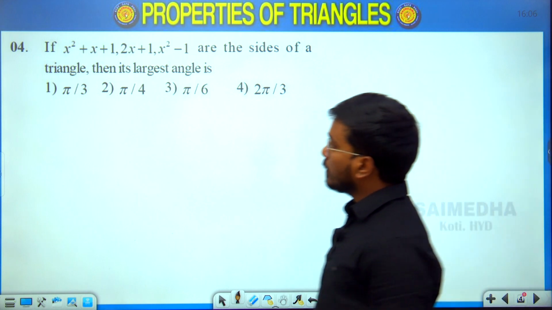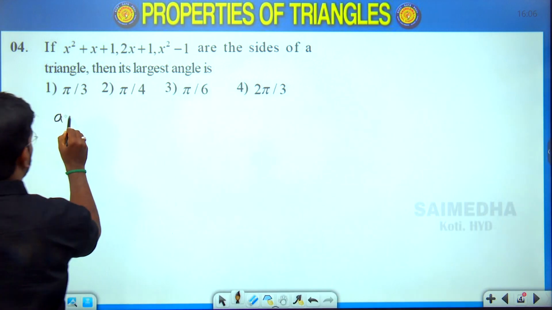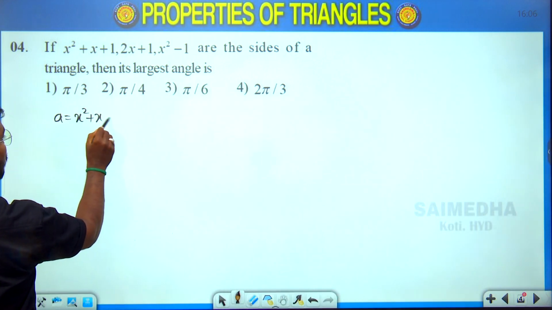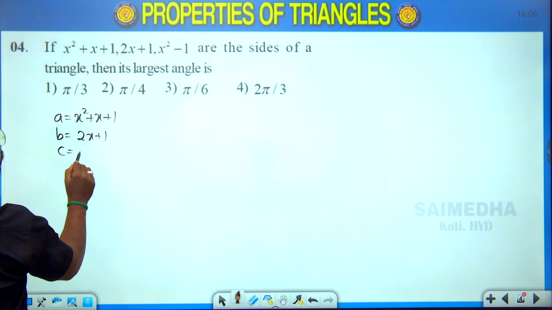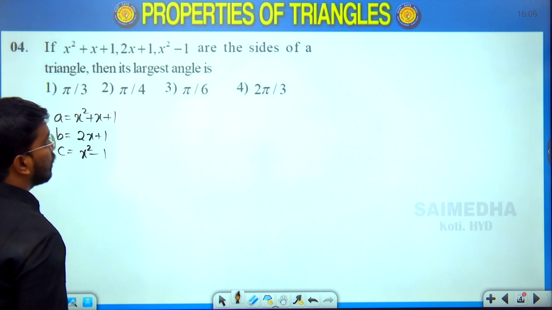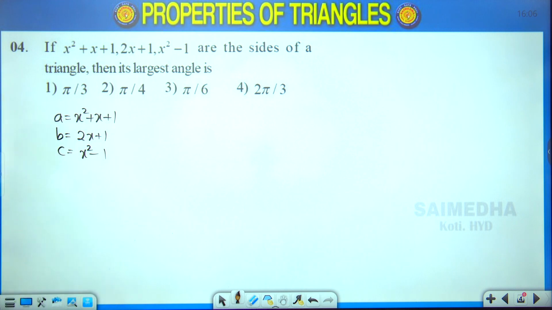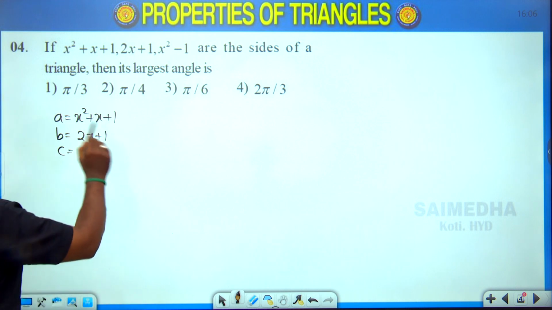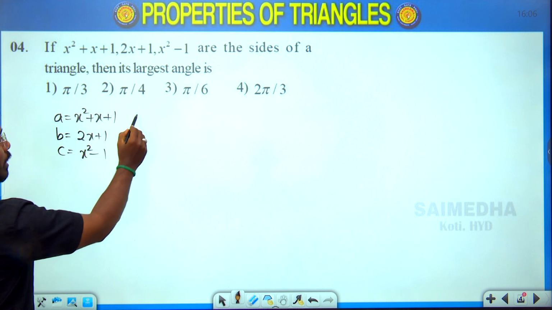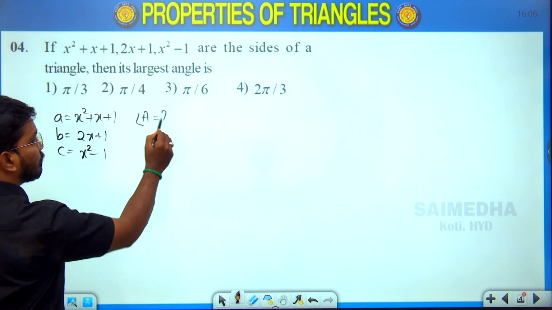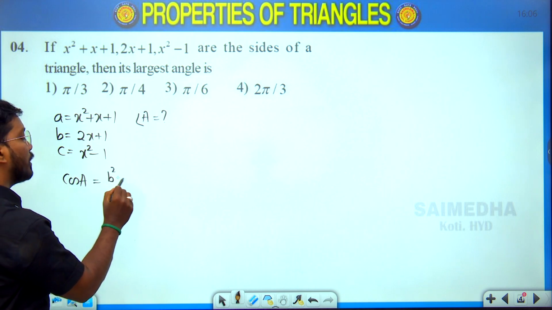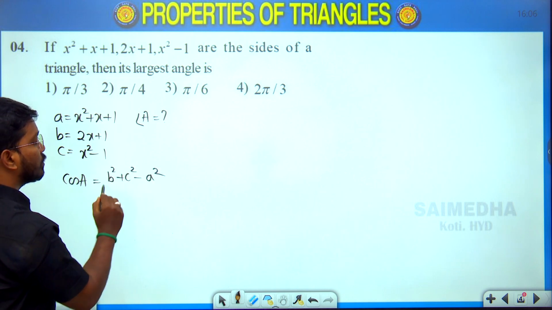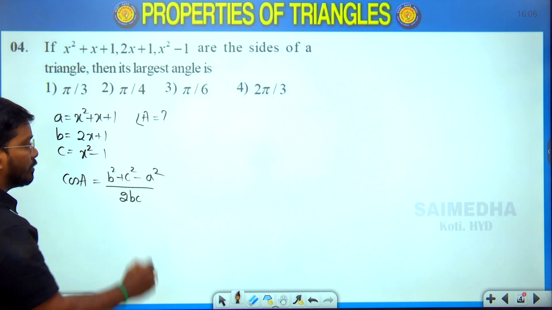x square plus x plus 1. Let's say a is equal to x square plus x plus 1, b is equal to 2x plus 1, and c is equal to x square minus 1. Three sides are given. Find the largest angle. Indirectly he is saying this is the largest side, so the largest angle will be angle A. What is the formula for cos A? Cos A is equal to b square plus c square minus a square divided by 2bc.